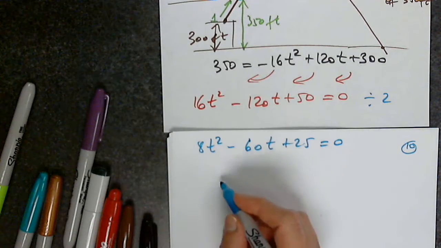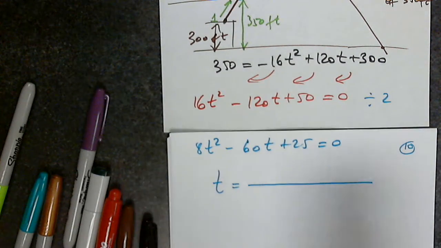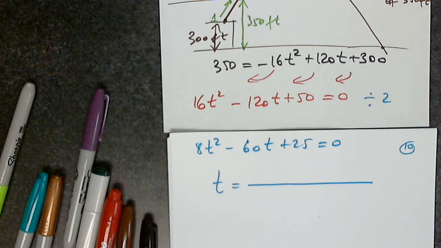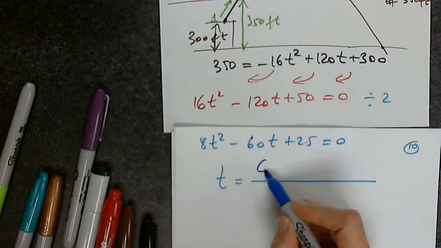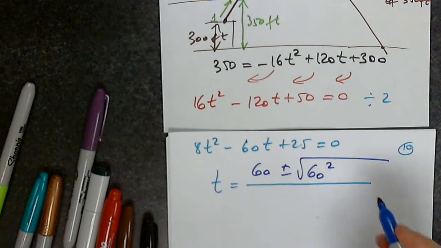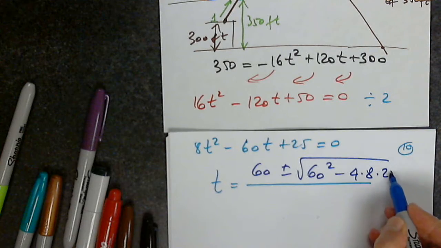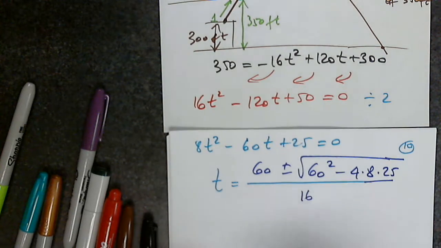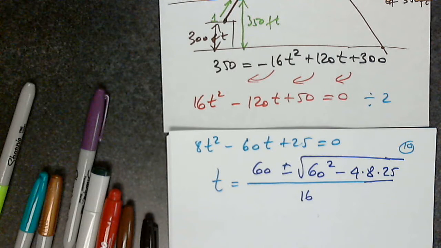And then, what will I use? Right. So let's work on this for a second. Let's see what we get. I recommend writing it first and then putting it in the graphing calculator. So how will you write it? 60 plus or minus the square root of 60 squared minus 4 times 8 times 25, for AC, divided by 16. Please put it in the graphing calculator and determine the solutions.